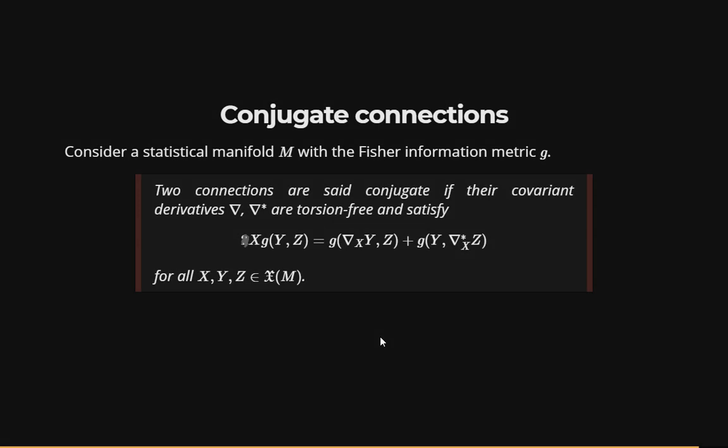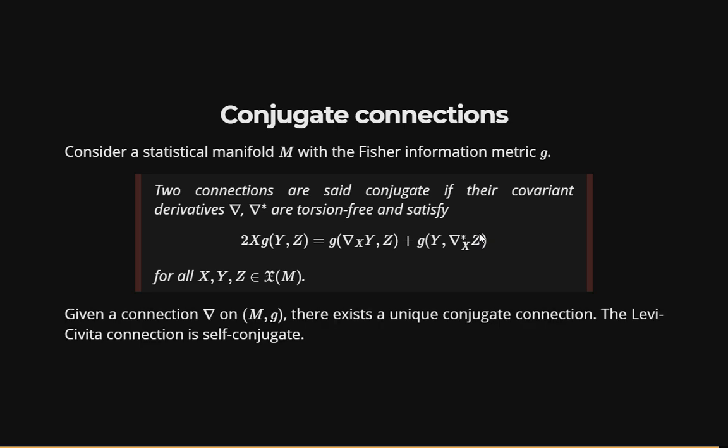So it's more or less the compatibility condition, but you use one connection here and the other connection here. One covariant derivative here and the other covariant derivative here. Given a torsion-free connection on a Riemannian manifold, there is a unique conjugate connection. And the Levi-Civita connection is self-conjugate.